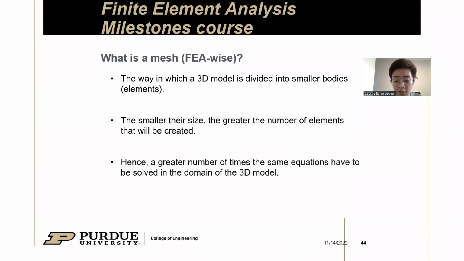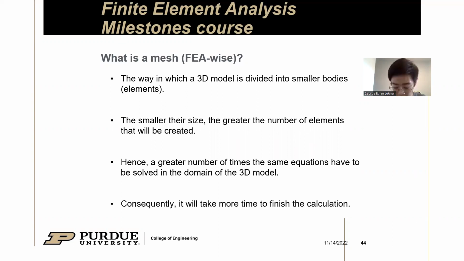But of course, if you have more elements, smaller elements, last week I said how Fusion solves your simulations by applying a partial differential equation on each individual element. So if you have more elements, Fusion will take a longer time because it'll have to apply the same partial differential equation on greater numbers of elements, right? So, I mean, that intuitively makes sense.